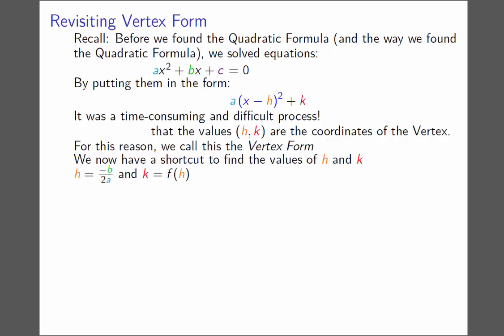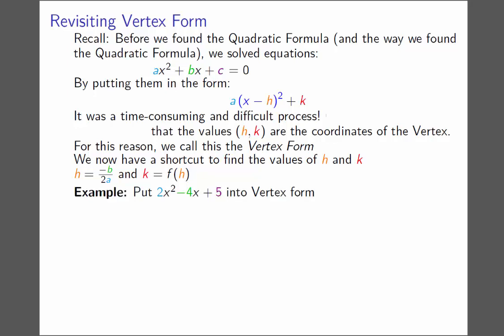We can find h from the formula h equals negative b over 2a that we found along the way in finding the quadratic formula. And once we have h, we can find k by plugging h into our function ax squared plus bx plus c. And this will give us the value of k. Once we have these two, and the value a, which is easy to find as the coefficient of x squared, we can put it in our vertex form.